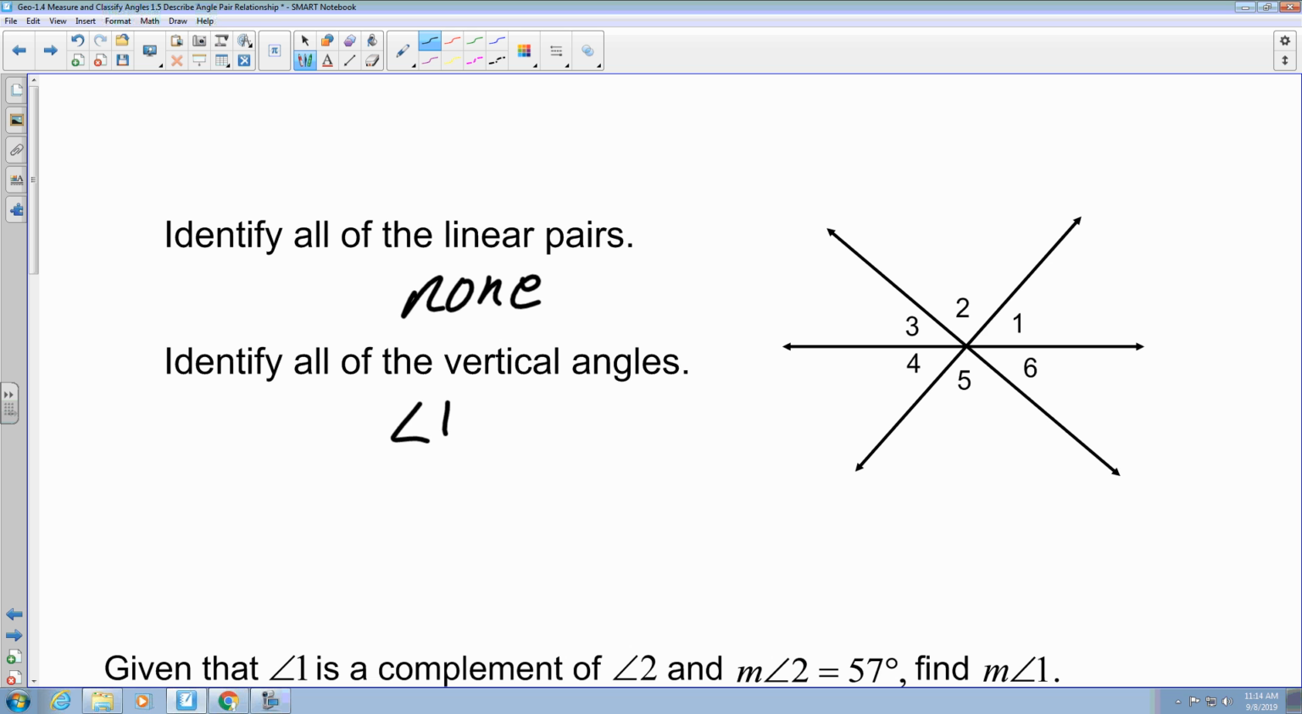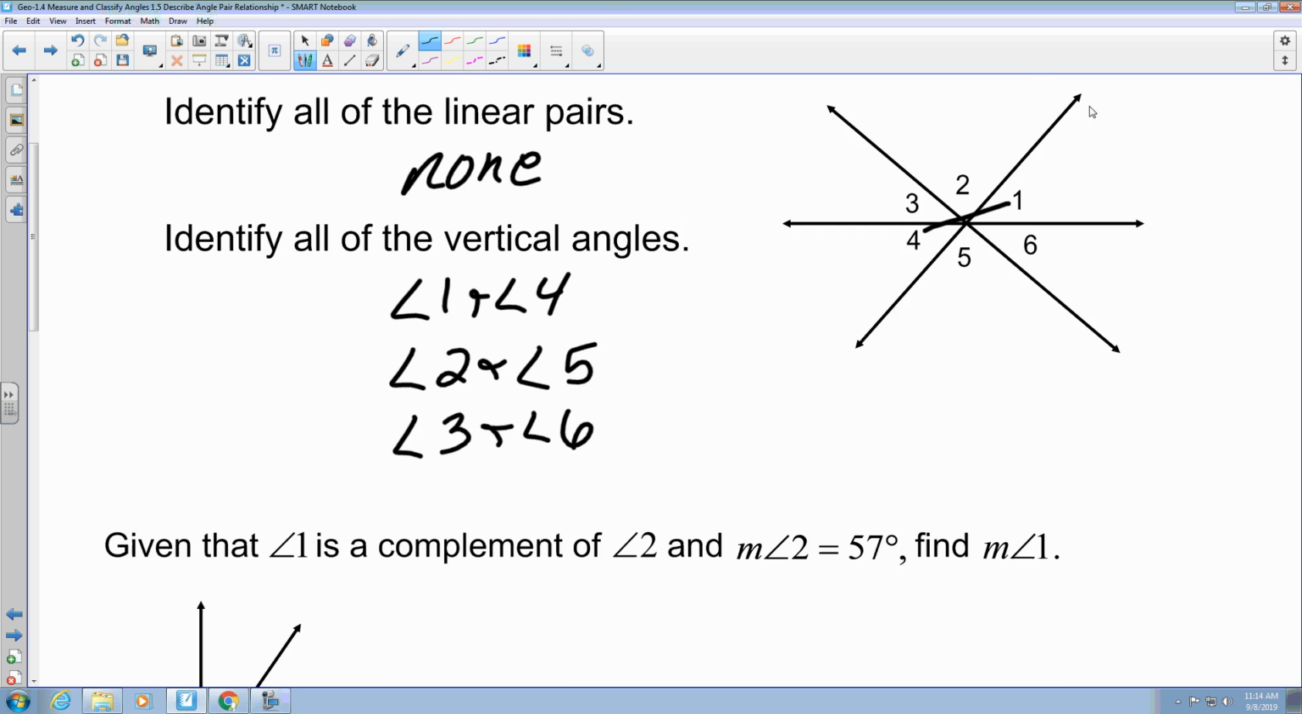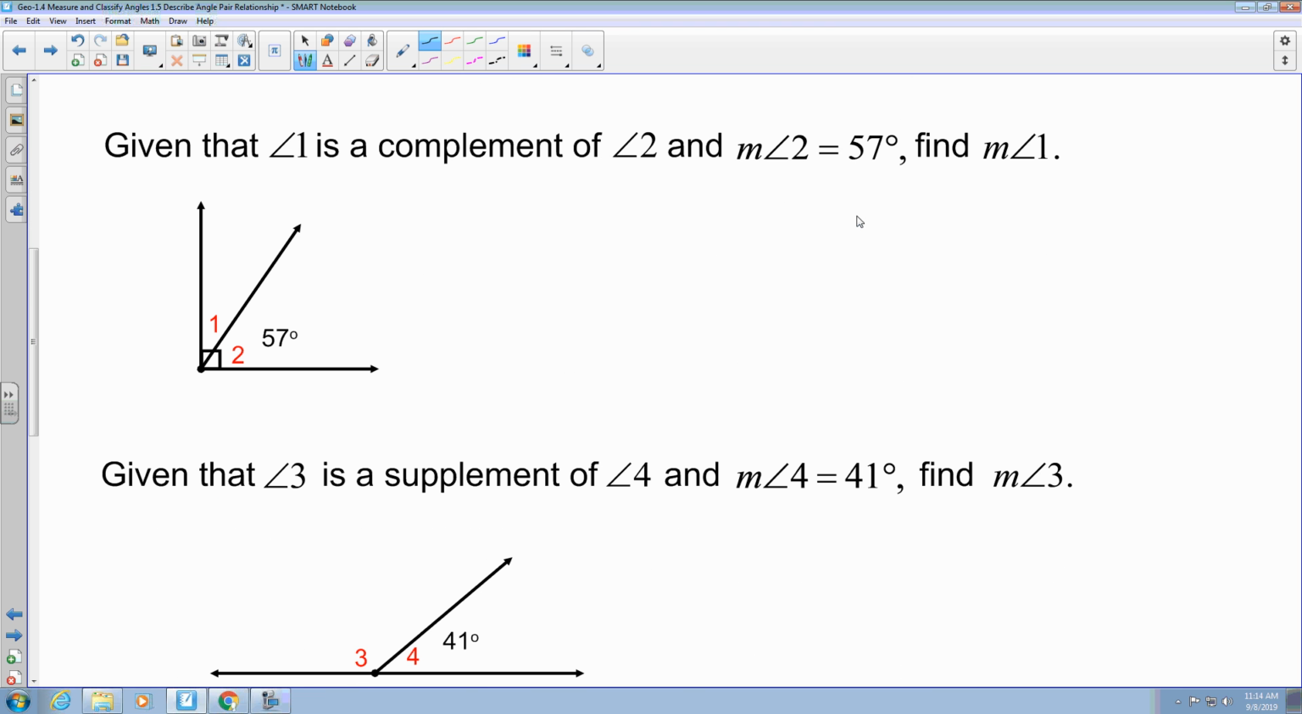Angle 1 and angle 4 are vertical. Angle 2 and angle 5 are vertical. And angle 3 and angle 6 are vertical.